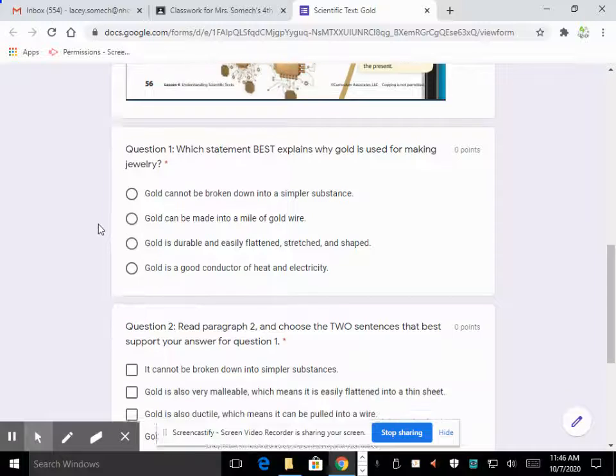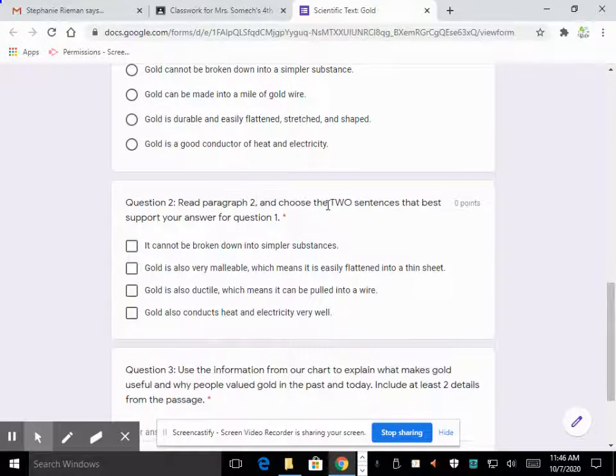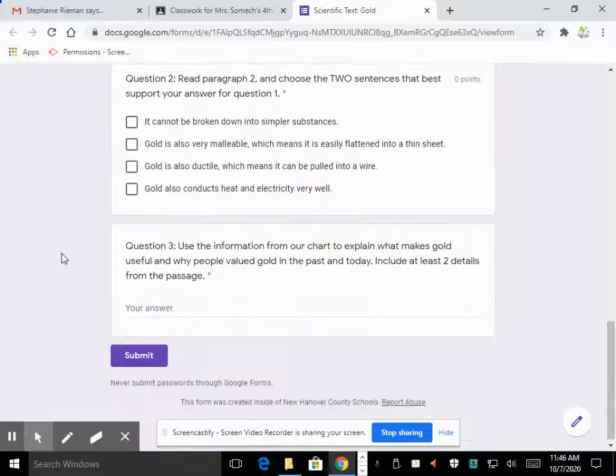Why is gold useful for making jewelry? You have to click two sentences, friends. How many? Two. So there's two answer choices you have to select. Which ones? What are the two sentences that help me understand why it's good for making jewelry? And then look right here. I want complete sentences. Explain to me, okay, what makes gold useful and why have people valued gold from the past and today? So I need two details there. Why do people of the past value it? Why do people of today value it? If you can't remember, go back in the video where we talked about why people valued gold.